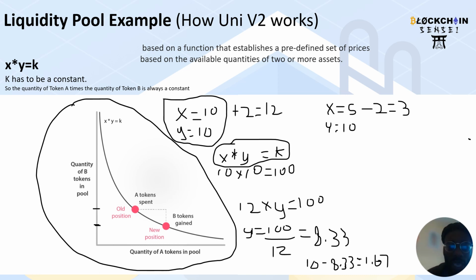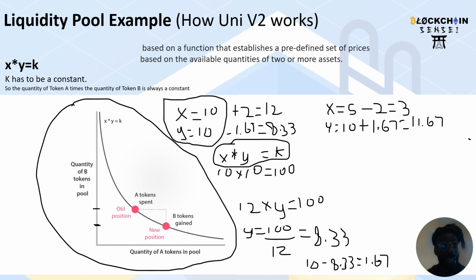So this means the liquidity pool has lost 1.67 of y tokens, but the user has gained 1.67 of y tokens. As we can see, we've just done this calculation here: 10 minus 1.67, the new value of y in the liquidity pool is 8.33. And the user, let's add the 1.67. The user now has 11.67 of token y.